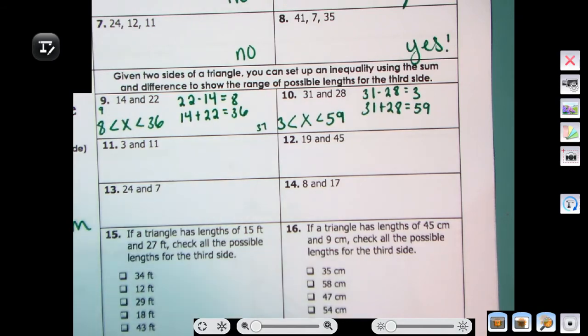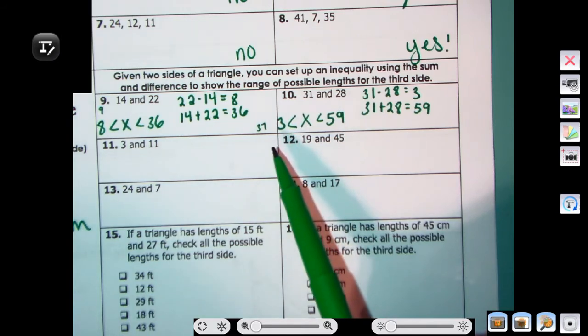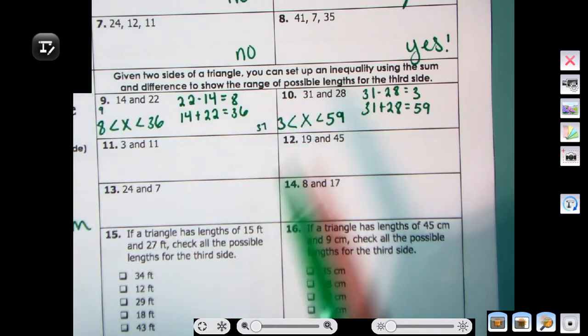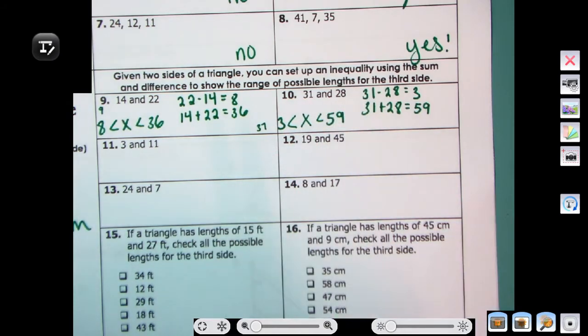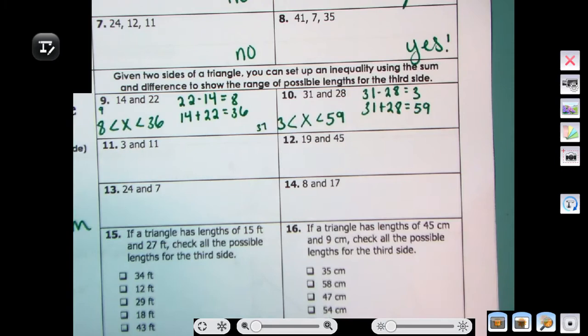If we used 3 for the third side, and then we added the two shorter sides, you're not going to get a number greater than that. It's going to be equal to, and it has to be greater than. For example, 28 plus 3 is 31, and we need it to be larger than 31, not equal to 31.